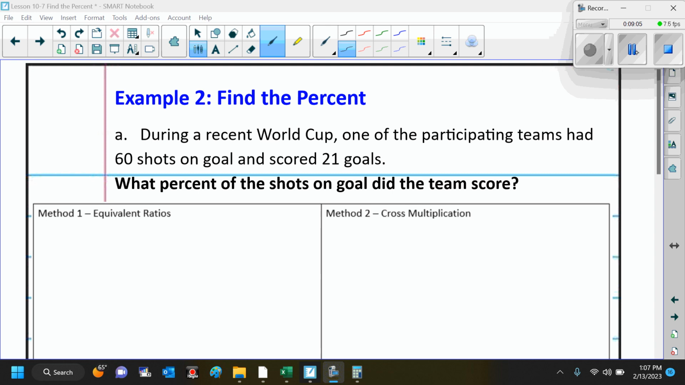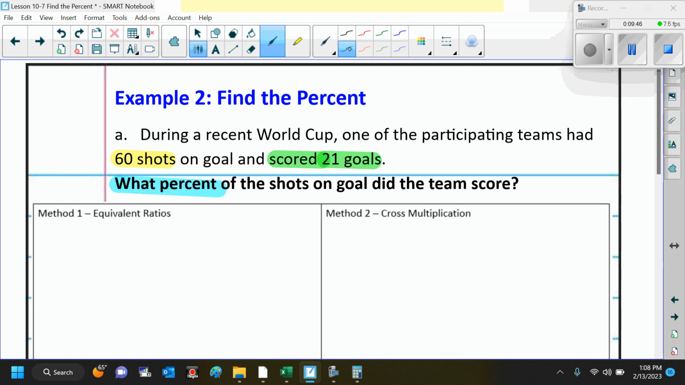All right, so for example 2, we want to find the percent. It says, during a recent World Cup, one of the participating teams had 60 shots on goal and scored 21 goals. We want to know what percent of the shots on goal did the team score. So we're looking for the percent. We've got a total of 60 shots on goal, and they scored 21. That's the part. 60 is the whole. And we want to find out what is the percent.